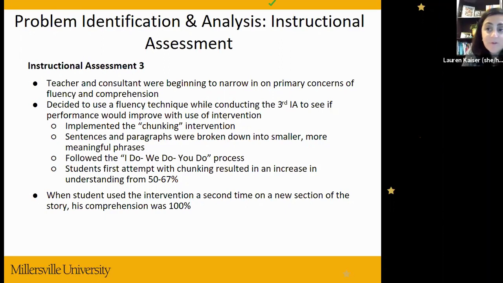If I could jump in real quickly, Bailey, to say what you're describing very nicely is something I didn't talk about in the overview of the IA, but it's really important, is that idea that teaching is a part of instructional assessment. It's very different than the other kind of assessments that we do as school psychs, where we're just collecting data and we're kind of like a blank slate. But by the time you get to your 3rd IA, you're starting to narrow it down and you see, is phrasing related to comprehension?